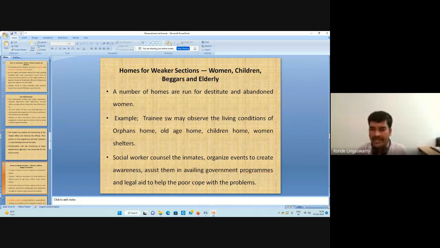In children homes and women shelters, social workers counsel the inmates, organize events to create awareness, and assist them in availing government programs and legal aid to help the poor cope with their problems. Once you find out the problems or the services provided by the organization, then you interact with the people staying in the old age home, children home, destitute home or orphan home.